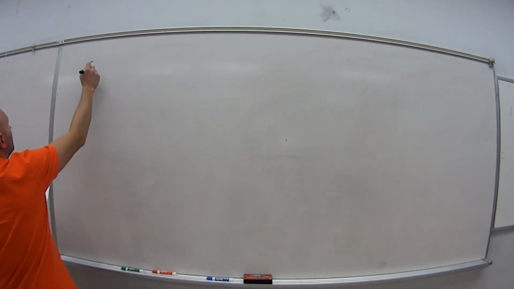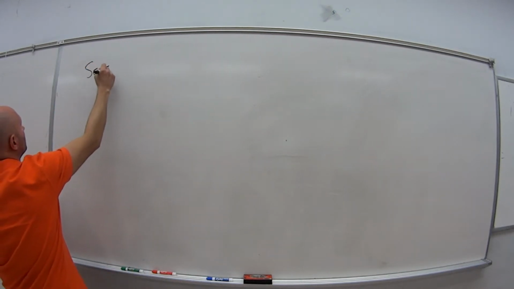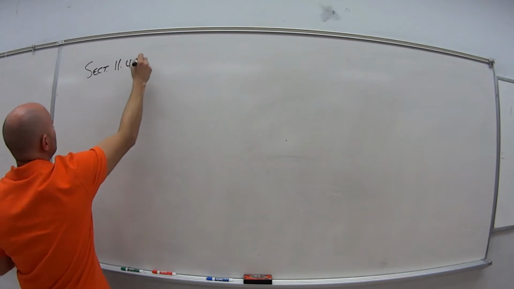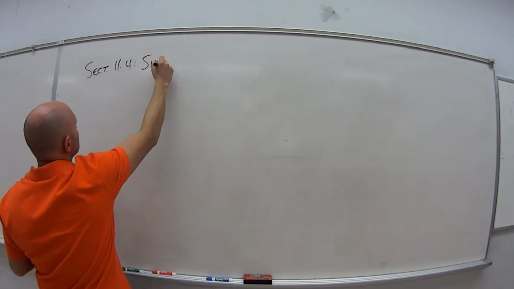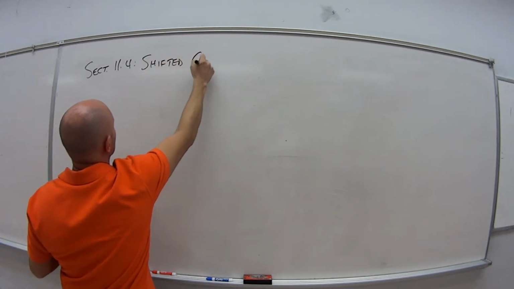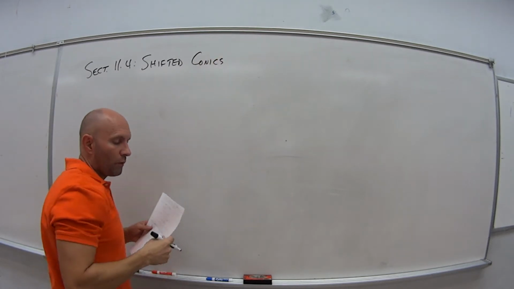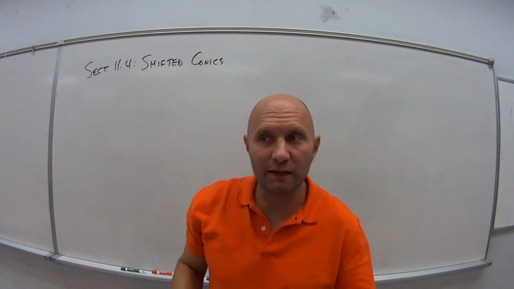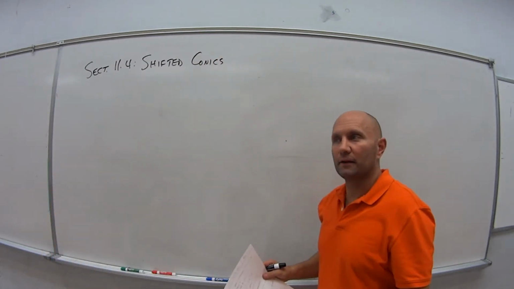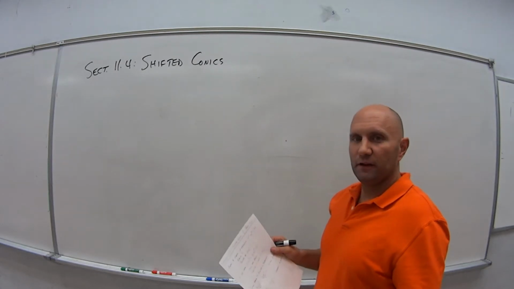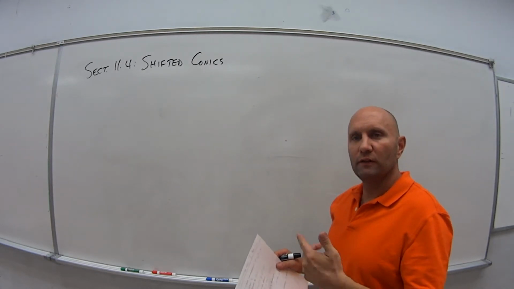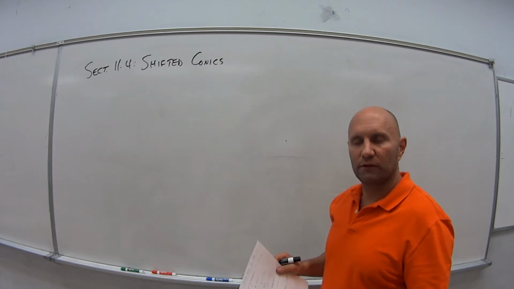Section 11.4, we deal with what's known as shifted conics. So what we've been looking at, the parabolas, the ellipse, the hyperbola, those are known as conics. Shifted implies that we're no longer using the origin as our vertex.